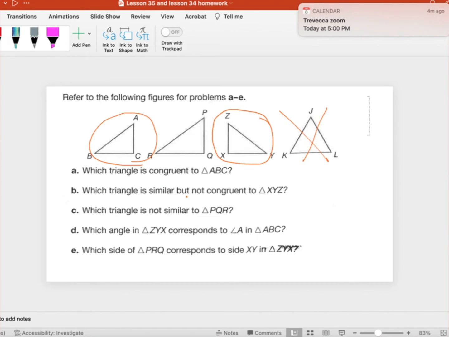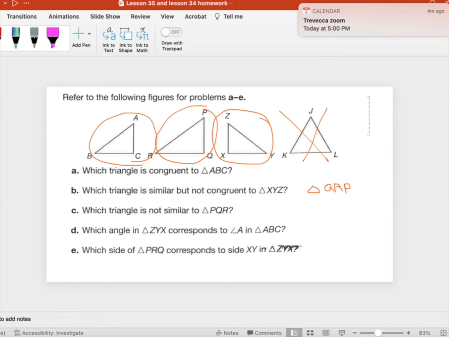Okay, which triangle is similar but not congruent to XYZ? So here's XYZ. This one we said was congruent, so this one is the one that's similar. I guess we better write these down, and remember, we have to write them in the right order. So XYZ is similar to QRP, because we have to put the corresponding sides together. Let's go back and do this one.